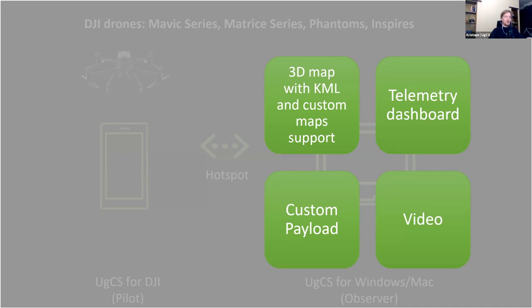You can also make your own maps, so you can use your own maps with UgCS. And if you're using custom sensors, such as, like I mentioned earlier, GPR, a magnetometer, a LiDAR, or something else, then you would also be using the custom payload monitor. This is another app that we have developed specifically for UgCS Industrial.